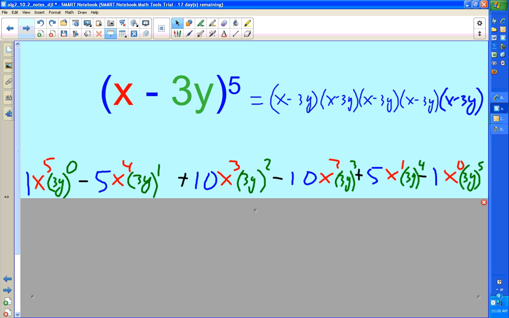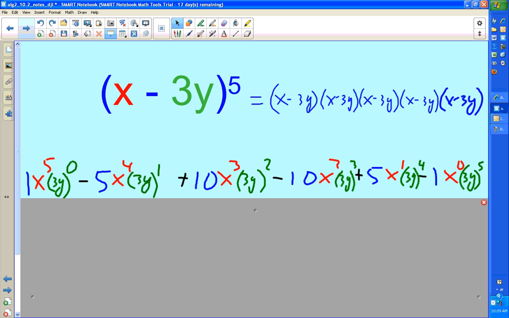The first term is x in the binomial, so every term in this expansion has an x, starting with power of 5, then going 4, 3, 2, 1, 0. The second term is 3y. I put it in parentheses so I don't screw up the simplifying. I did it in green, raised to the power of 0 in the first term, then increasing 1, 2, 3, 4, 5. Notice the negative is not with the 3y, it's just negative in between the two terms. That's what made it go plus, minus, plus, minus, plus, minus.